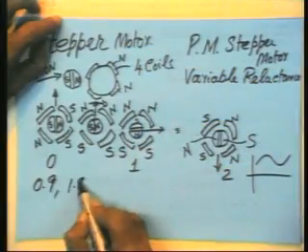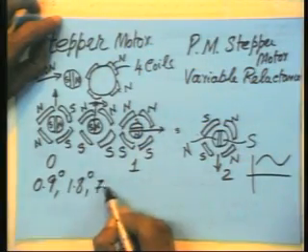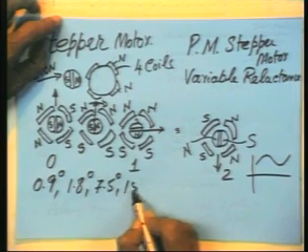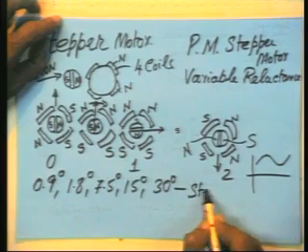Now, typical step sizes available in standard motors are 0.9, 1.8 degrees. Then you can go to 7.5 degrees, 15 degrees, 30 degrees and so on. These are the step angles. They are called the step angles.